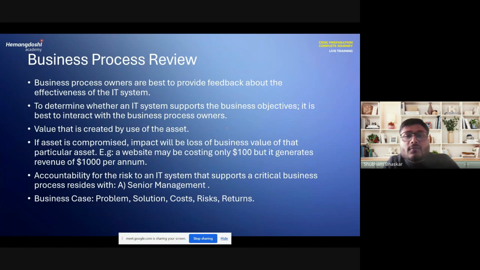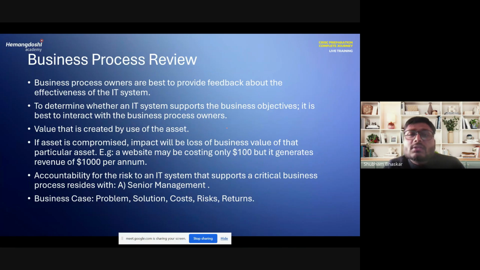Now, business process review, right? Where does this come from? Well, the concept that I'm trying to state here is that business process owners are best to provide feedback on how effective a particular IT system is, right? So how do I say that? Let's say that you bought an IT system. Let's say you bought enterprise risk management software, or a customer relationship management system, payroll system, asset management system, anything. A system could be anything, right?